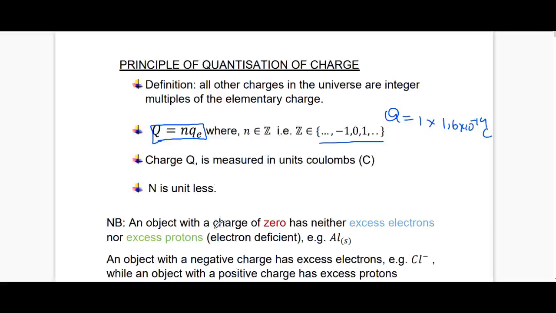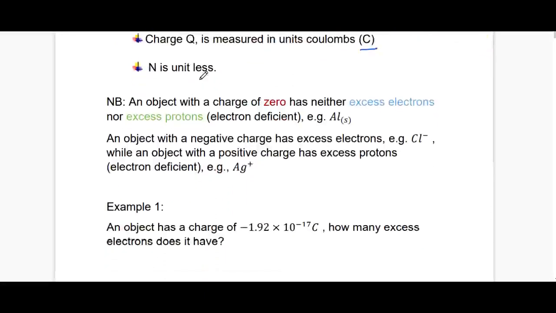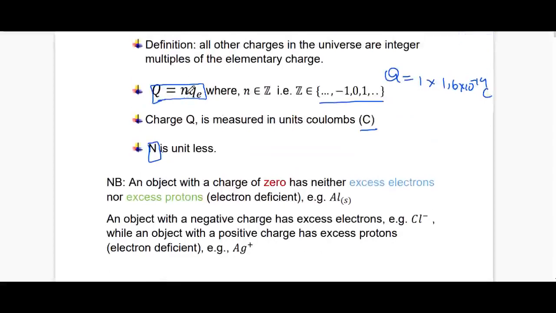Now the basic unit of charge is the coulomb. Coulombs is capital letter C, and the symbol of charge is capital letter Q. And do not be alarmed when I've written n as a capital letter here. It's the same thing as the small letter n.